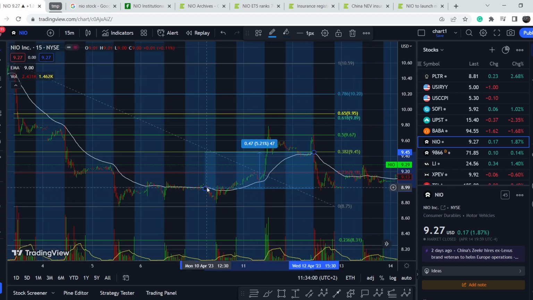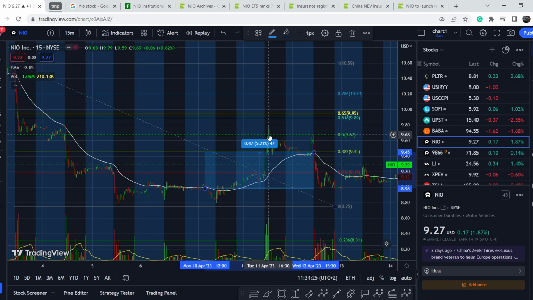So as you can see from this point, it didn't break this previous bottom, but it hit the first target to the tick, 0.236 at $9.18, had a bounce, had a reaction from it. Then with the second attempt it broke it to the upside, and as you can see it broke even 0.382 at $9.45 and reached the 0.5 Fibonacci retracement level.